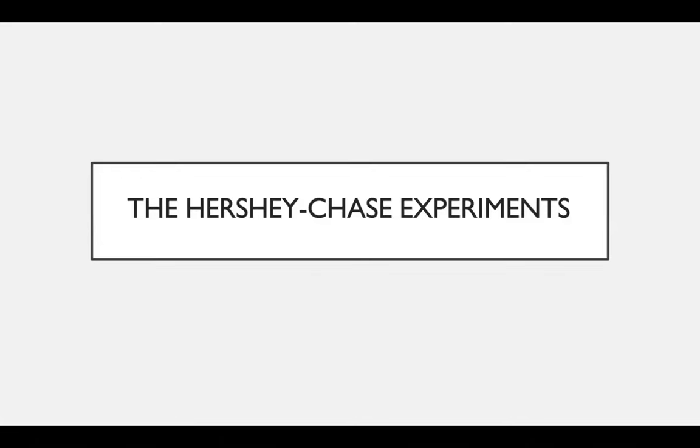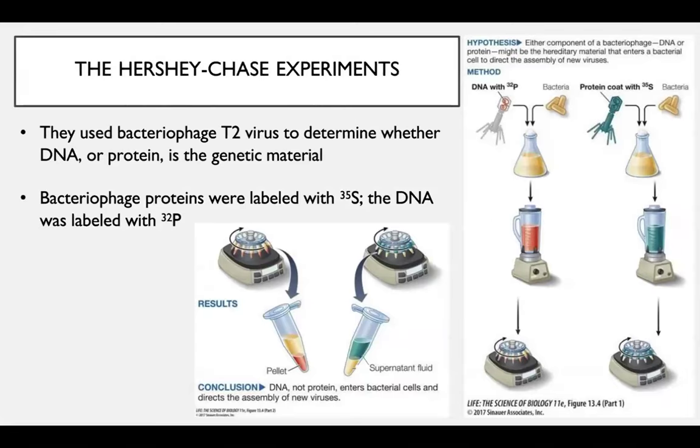So now we're going to talk about the Hershey-Chase experiment. The Hershey-Chase experiment was used to determine whether DNA or protein was the genetic material. Bacteriophage proteins were labeled with 35S, and DNA was labeled with 32P.